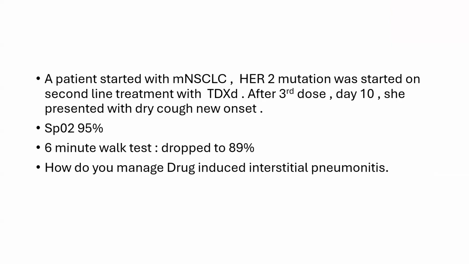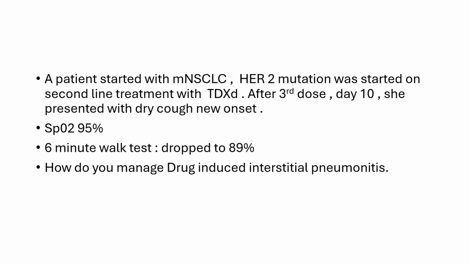Okay, so the patient was started on T-DXd. After the third dose of T-DXd, day 10, she presented with new onset dry cough, and saturation was 95%. Usually it is drug-induced pneumonitis, ma'am. So it was only a dry cough, we should start with methylprednisolone 1 to 2 grams per kg per day, madam, for 3 doses, followed by a tapering of oral steroid. We'll change to oral steroid and we should taper it, ma'am. Okay, very good.